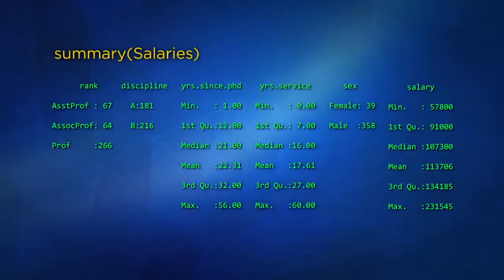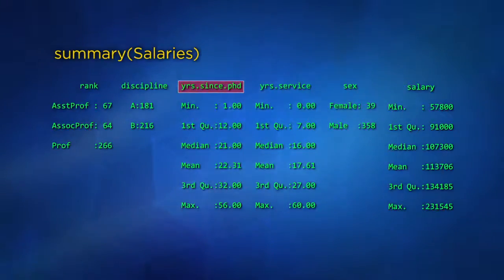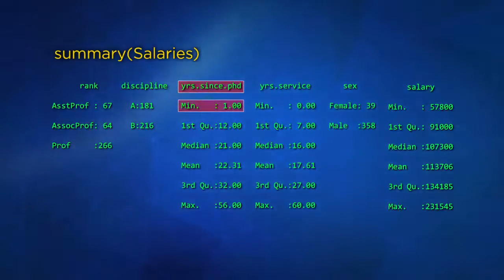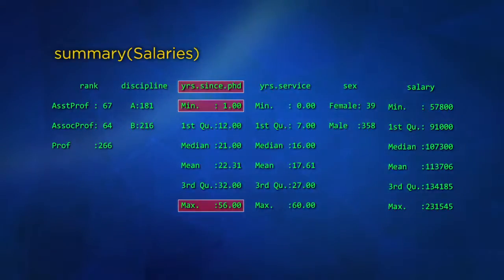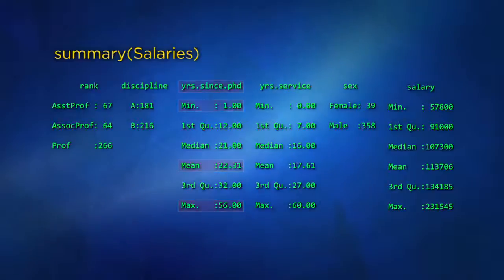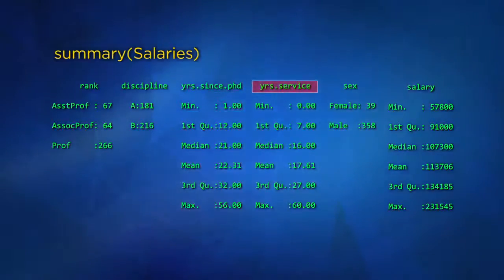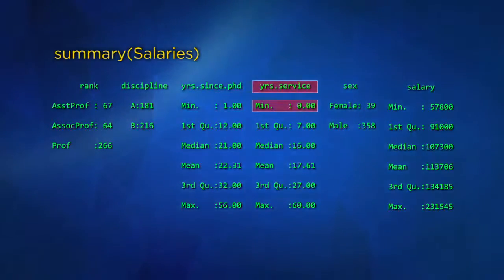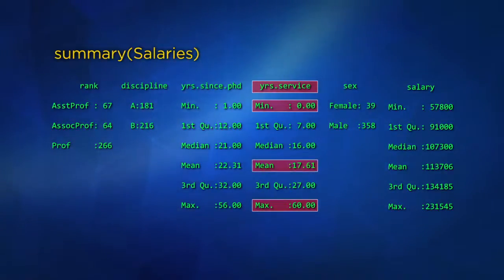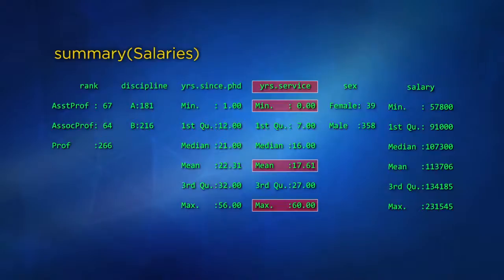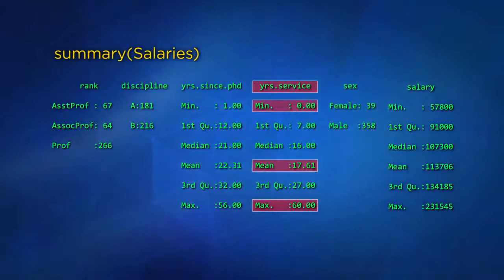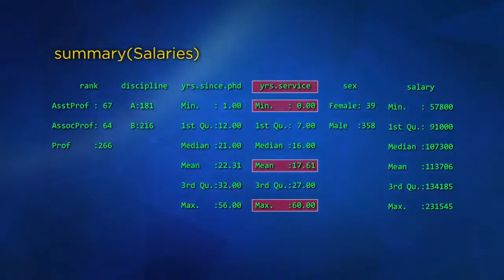Notice in the summary statistics, we see that years since PhD ranges from 1 to 56, with an average of 22.3. Also look at this. Years of service ranges from 0 to 60, with an average of 17. All right, now here's where I would get on to my students if they didn't comment about that, because that 60 is likely an outlier.